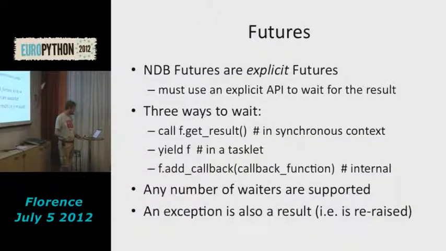So what else? I already said that futures were explicit futures. There are actually 3 different ways to wait for a future. If you're not inside a tasklet, so you're not using a generator, so you're not using the yield statement, you can just call getResult on the future object. You can always do that. You could even do it inside a tasklet, although I recommend against it. That just blocks until the result is ready and then gives you the value.